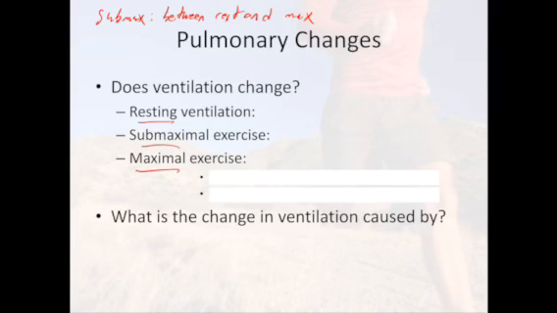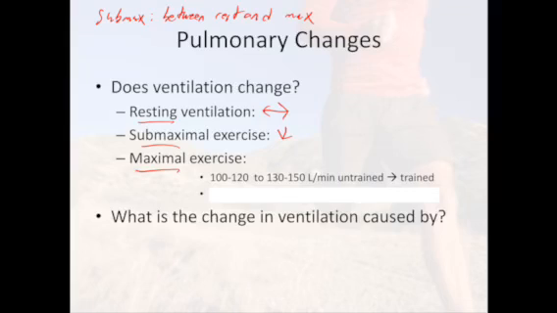Okay, so at rest, what do you think ventilation does? Ventilation does not change at rest. So I'm going to put a sideways arrow like this, no change in ventilation, resting ventilation. Submaximally, that 8 miles per hour before and after, definitely ventilation is going to go down because we don't have as much CO2 driving that ventilation up. Lastly, maximal exercise. Well, in order to increase VO2 max, we have to increase ventilation. So definitely that's going to go up.